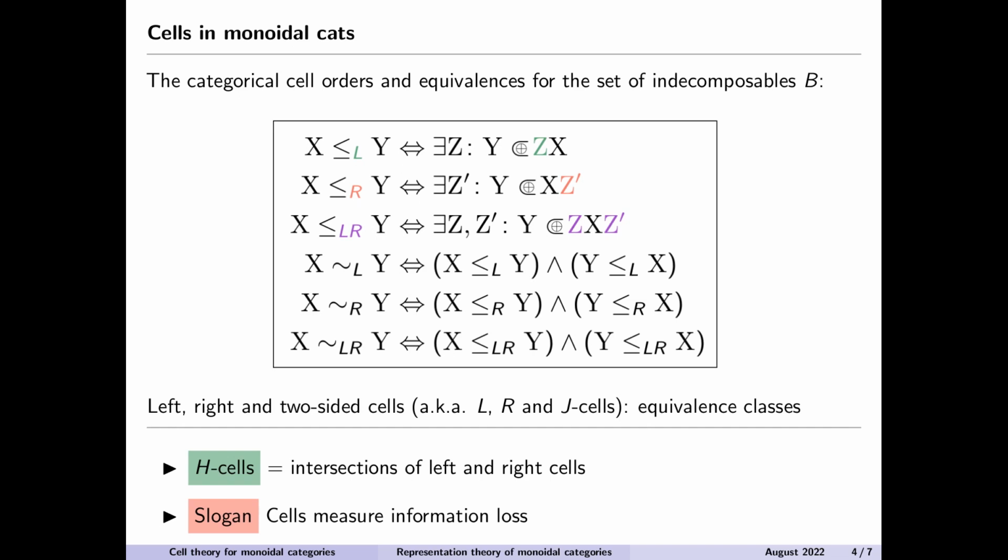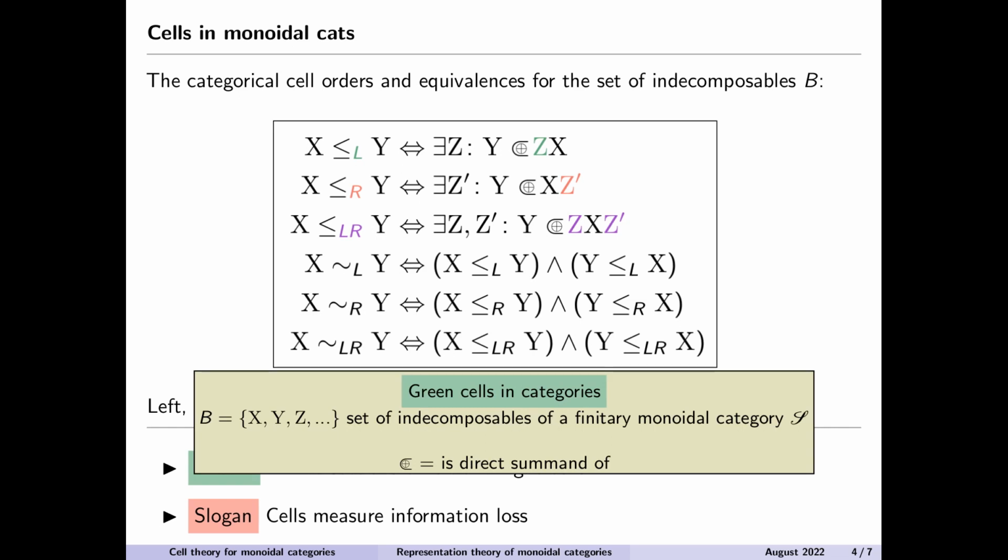For the monoid, I get the partition of the monoid into cells. Now I partition the set of indecomposables into equivalence classes, those left, right, and two-sided cells. Exactly, no change as before. And still, they measure some kind of information loss. In some sense, it's really the same. Compared to the algebra, I just got rid of this stupid choice of basis. Maybe I shouldn't call it stupid, sometimes it's helpful. But here I have a God-given basis, if you want, whatever you call it. And this is what I call Green cells in categories.